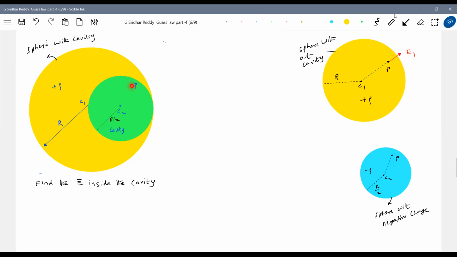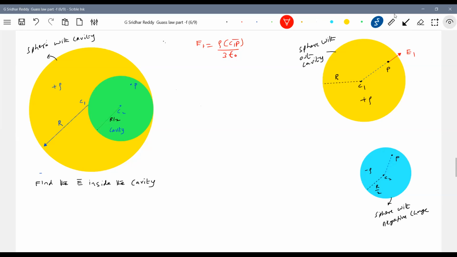The point P is here, no? So what is the electric field? The electric field should be radially outward. And what is E1? Do we know E1? E1 should be equal to rho R by 3 epsilon naught. I want the magnitude: the magnitude is rho R by 3 epsilon naught. So in vector form, it will be rho C1P bar by 3 epsilon naught.